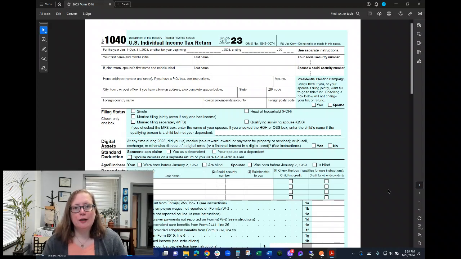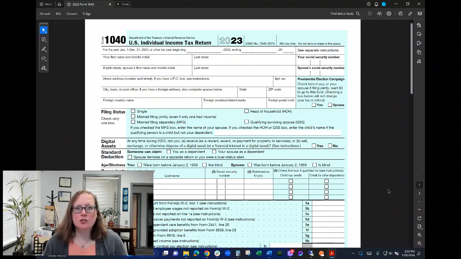You only need to file if you do have income. So if you are a student and you don't have any income for the year, you wouldn't have a filing requirement. So also keep in mind that we're talking very generally today, and there's always more information. So if you have specific questions, be sure to get those in.